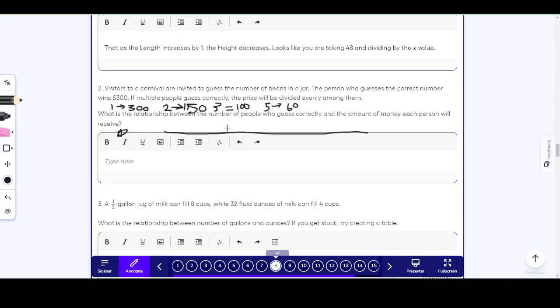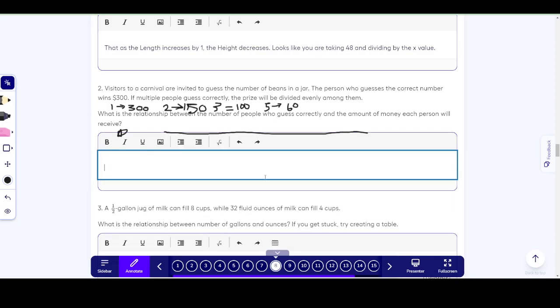So it looks like we're taking the number. It went from 300 to 150 to 100 to 60. So it looks like we're going to divide 300. The question asks what relationship between the number of people who guess correctly and the amount of money each person will receive. Seems like we would divide 300 by the number of people that won.